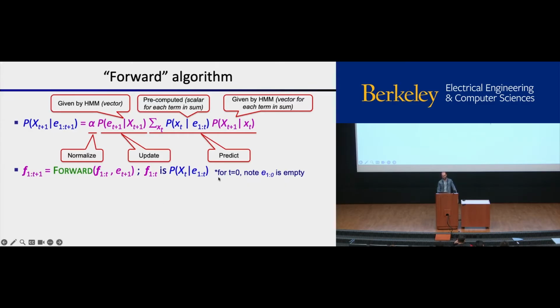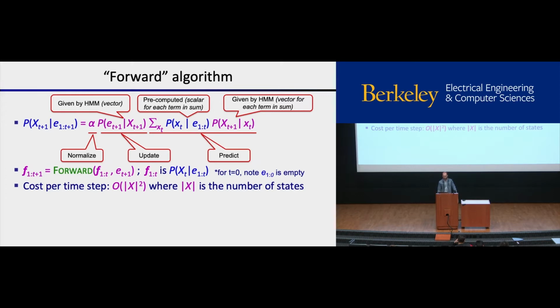And this might look a little confusing for t equals 0, which is how you get off the ground, but just note that this is empty. E1 to 0 is actually conditioning on nothing. That's more for when you're going back and looking at this later if you need to.